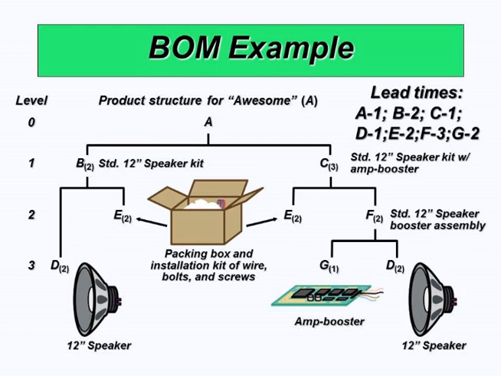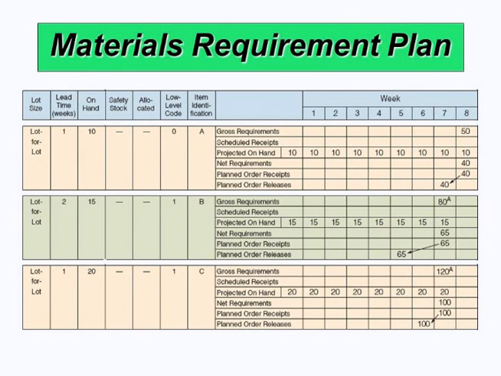So keep in mind, E has 2 parents, B and C. You need 2 of E in B as well as in a C. So you need 65 of item B in week 5, 100 of item C in week 6. So how many E's? 65 times 2, 130 in week 5, 100 times 2, 200 in week 6. Let's go to E. 130, 200. In what weeks? 1, 2, 3, 4, 5, and 6. So you can go back and see the planned order releases for item B is in week 5. That for item C will be in week 6.